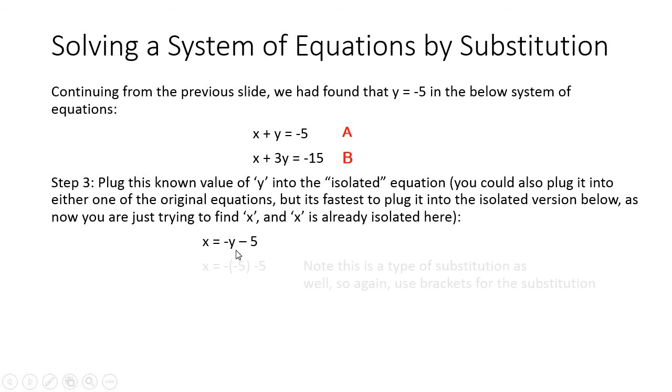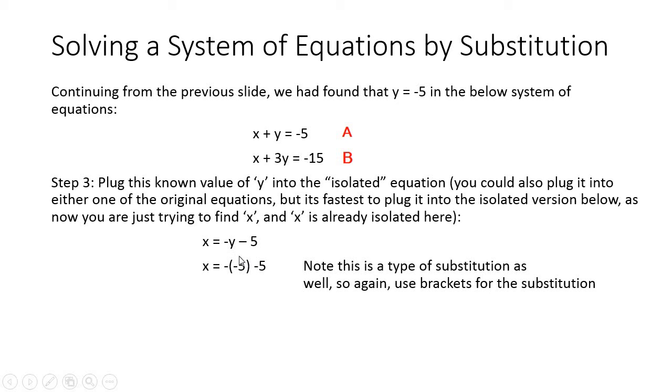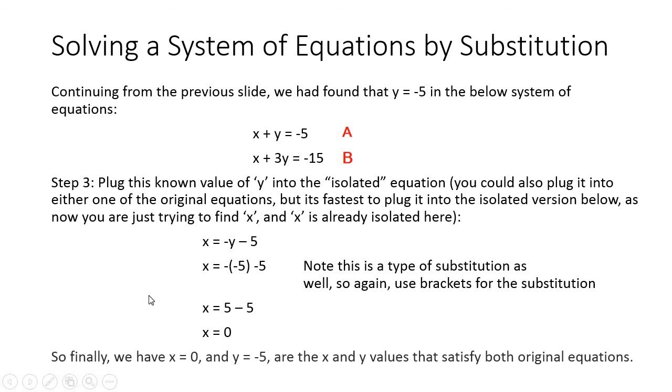Now we just plug in -5 for y here. And so this was actually another kind of substitution. We substituted the value of y, of -5, in for y. And so use brackets again. That'll make it simpler when you need to deal with negatives. So negative times -5 is just +5 here minus 5, and x equals 0. So finally, we have x equals 0 and y equals -5.